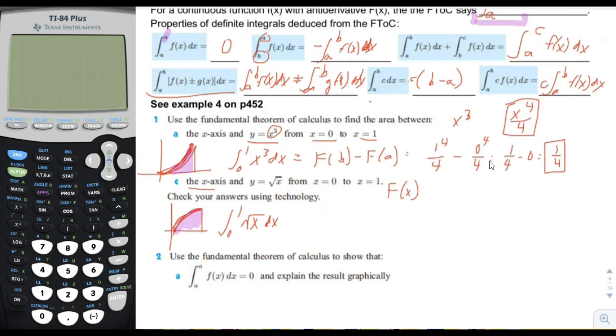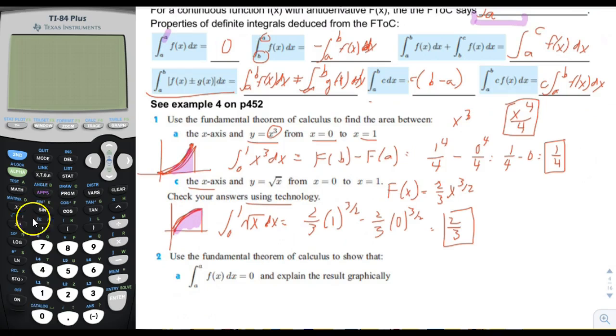And so the antiderivative of square root of x, we just found it on the last page. It would be x to the 3/2 times 2/3. Okay, and so basically we're going to put 2/3 times 1 to the 3/2 minus 2/3 times 0 to the 3/2, and subtract that out. We're going to end up with 2/3. Okay, and then it says to check the answers using technology. That's good to know how to do that.